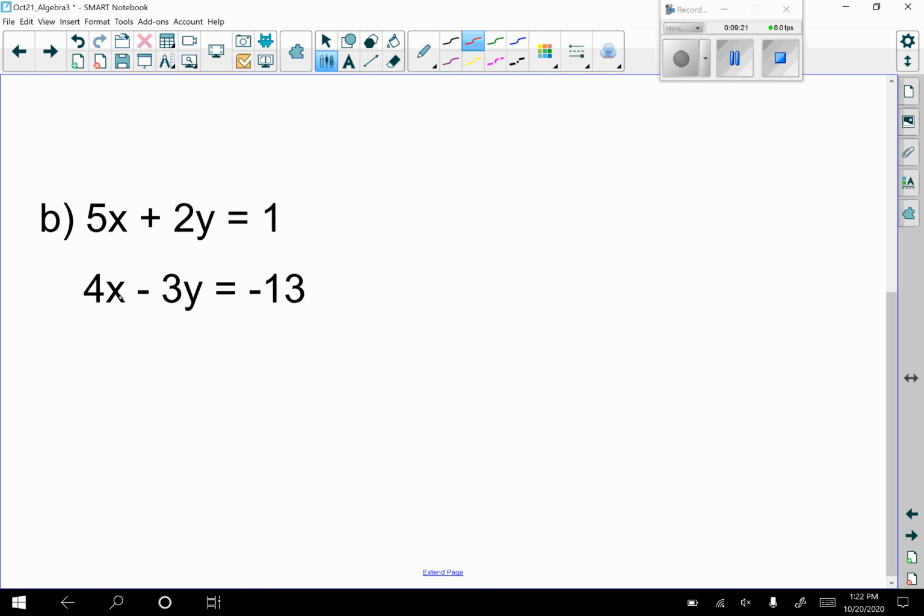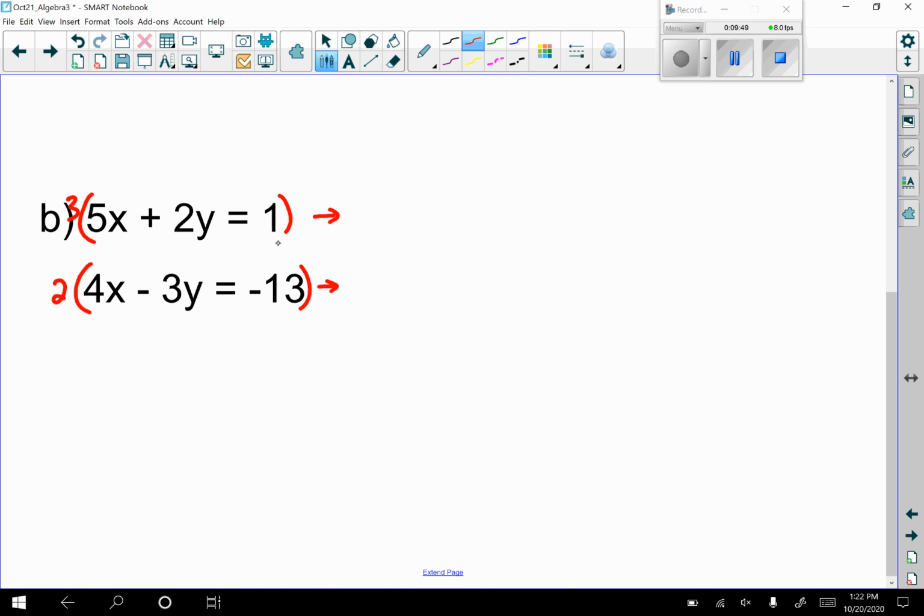All right, if you notice, everything is lined up: x's, y's, equal signs, and constants. I just need to get a pair of opposites. Well, here if I look, 5 and 4, 4 doesn't go evenly into 5. Likewise for the 2 and the 3. So in this case, I'm going to multiply both equations by something. Your choice. This time I'm going to choose the y's. 2 and 3 can both go into 6. So I'm going to multiply the top equation by a 3. And the bottom one, since there's already a minus sign here, is going to be a 2.